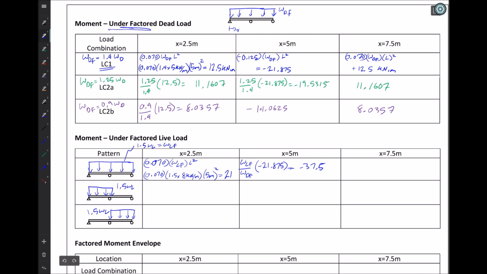And over here, once again, what I gained in knowledge is that since I have symmetry, this moment here has to be equal to the moment over here. So the moment at 2.5 is equal to the moment at 7.5. Moment at 7.5 meters is equal to moment at 2.5 meters, giving me 21 kilonewton meters.